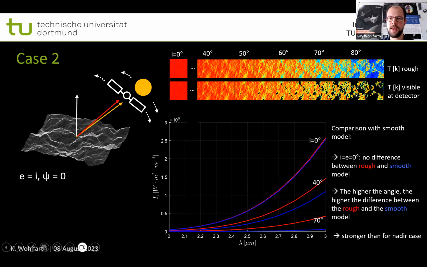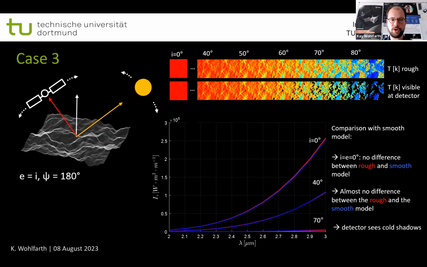And when we compute the thermal emission curves, again in red, we see that in general the effect is the same, but now the difference of the thermal emission with respect to the smooth surface is higher compared with the previous case. So if I go back to the previous slide and forth, you can see that the red curves for 40 and 70 degrees are significantly higher in the opposition configuration. And this is just because we see pixels that are on average hotter than for the nadir case.